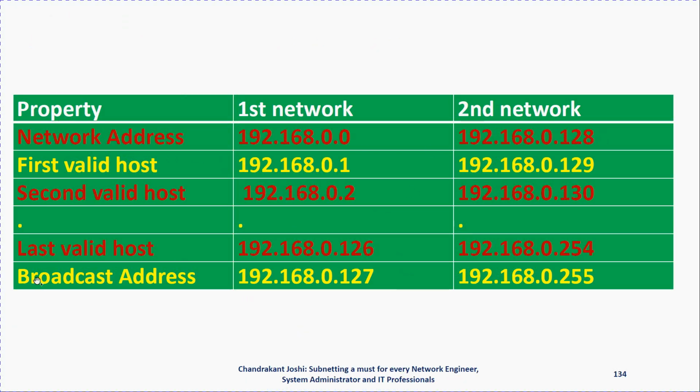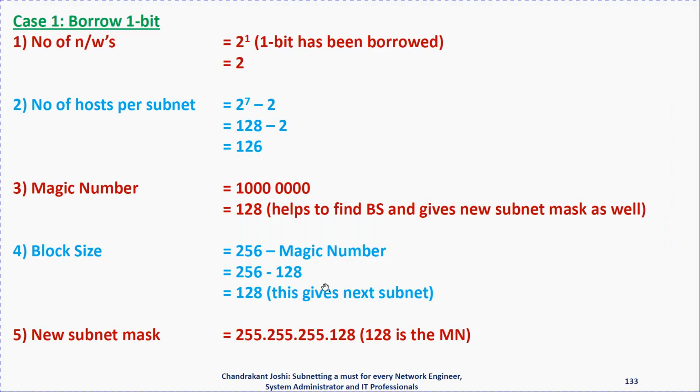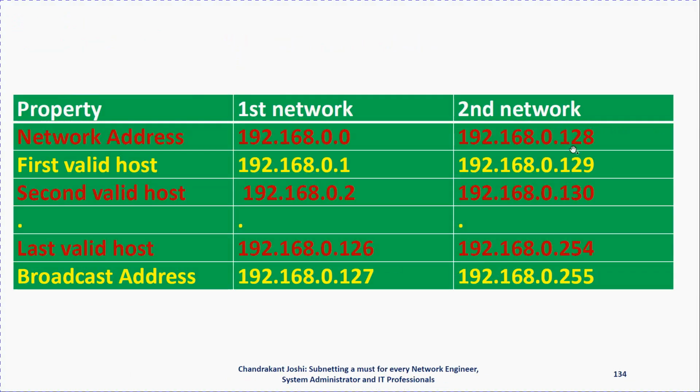Now I need to find the broadcast address of my first network, and there is a formula. Broadcast address of the first network is always 1 less than the second network. So 192.168.0.127, and if you go back, the block size is 128. So if I add 128 to this, I will get the third network.